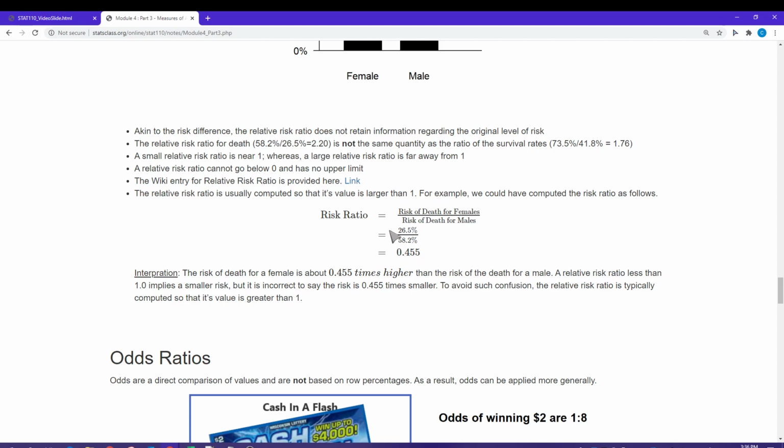One way that we alleviate this confusion is just to compute the relative risk ratio so that it's bigger than 1. This is much easier to interpret when the relative risk ratio is larger than 1. If it has been computed so that it's less than 1, you can just flip it around and then it would be easier to interpret.